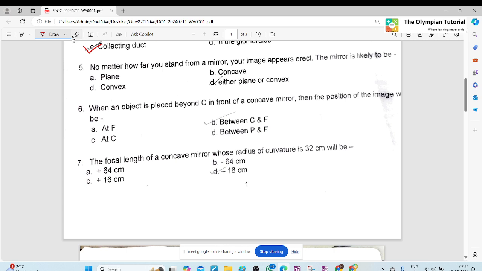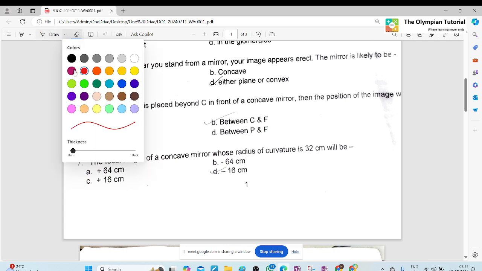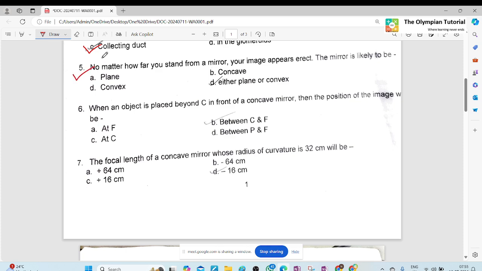Ishan, fifth question. No matter how far you stand from a mirror, your image always appears erect. The mirror is likely to be... ma'am, erect means seedhi. Yes, erect means seedhi. One more thing I want to discuss here. If image is erect, then it will be real or virtual? Ma'am, it will be virtual. If image is erect, then it means it is virtual.